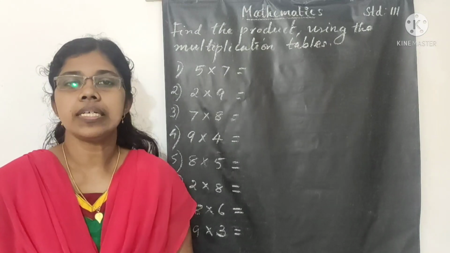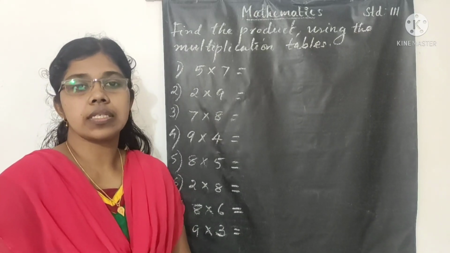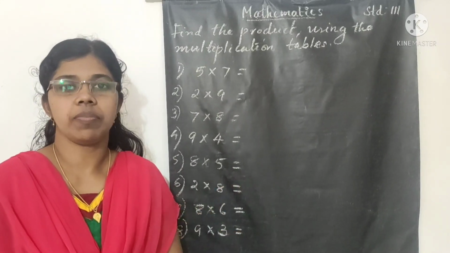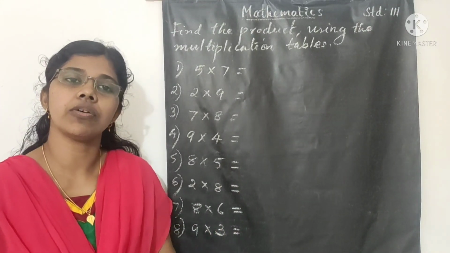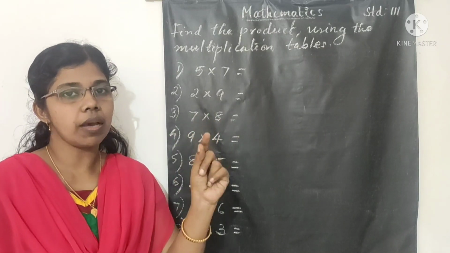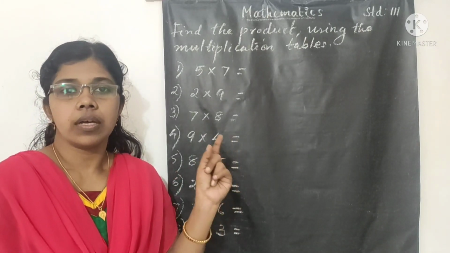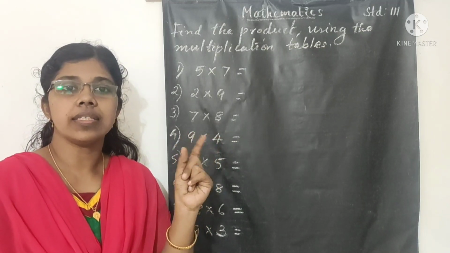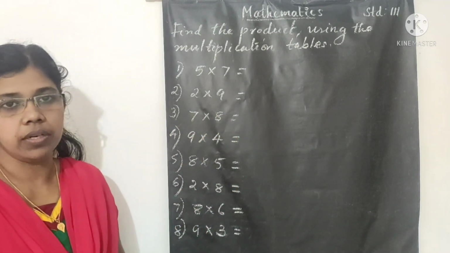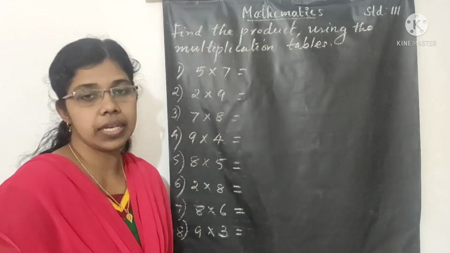Today we have to discuss some simple multiplication questions. First, we have to discuss multiplication of two one-digit numbers using our multiplication table. Then we have to discuss multiplication of a two-digit number and a one-digit number, and a three-digit number and a one-digit number. First, multiplication of one-digit numbers using our multiplication table. Our first question: find the product using the multiplication table.